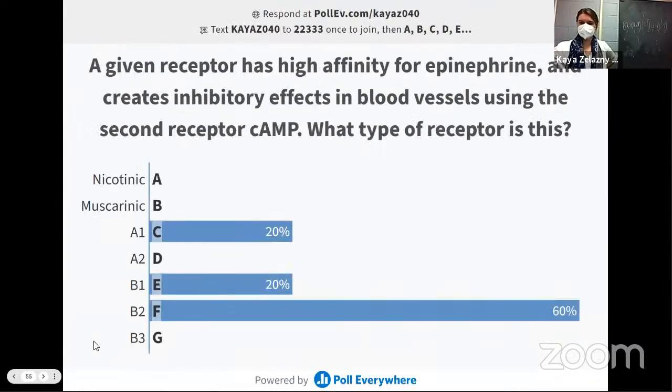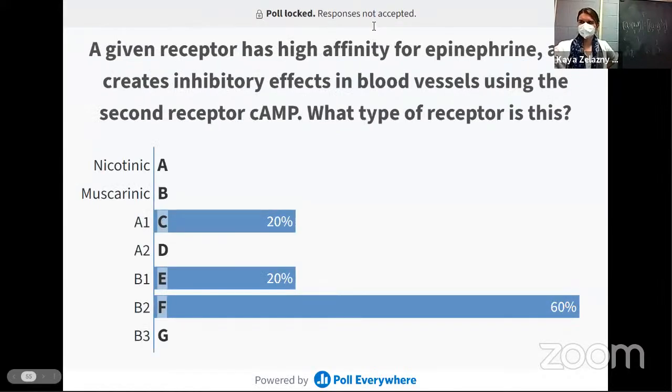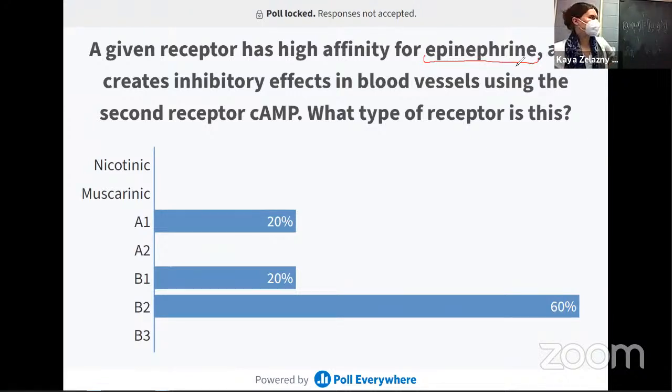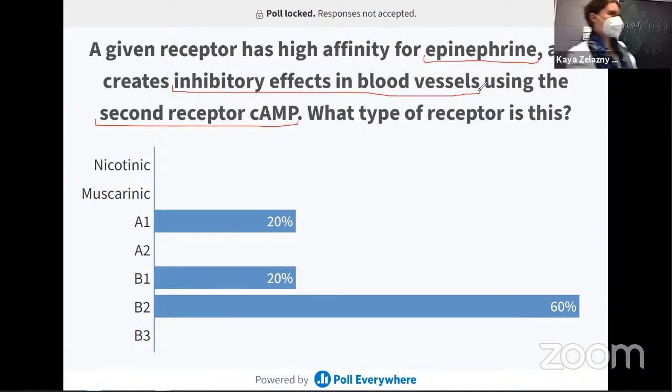Great, yeah, so that's that beta 2 receptor. Because we see the word epinephrine, we know we're talking about an adrenergic receptor, not a cholinergic receptor. Since I told you out loud, and I should have written it in the question, activating cyclic AMP makes it a beta receptor. And then because we are inhibiting the blood vessels, that means it's a beta 2, because the beta 1 and beta 3 are excitatory. The other way we could tell is that beta 1 and beta 3 have equal affinity for epinephrine and norepinephrine, but the beta 2 receptor prefers epinephrine.